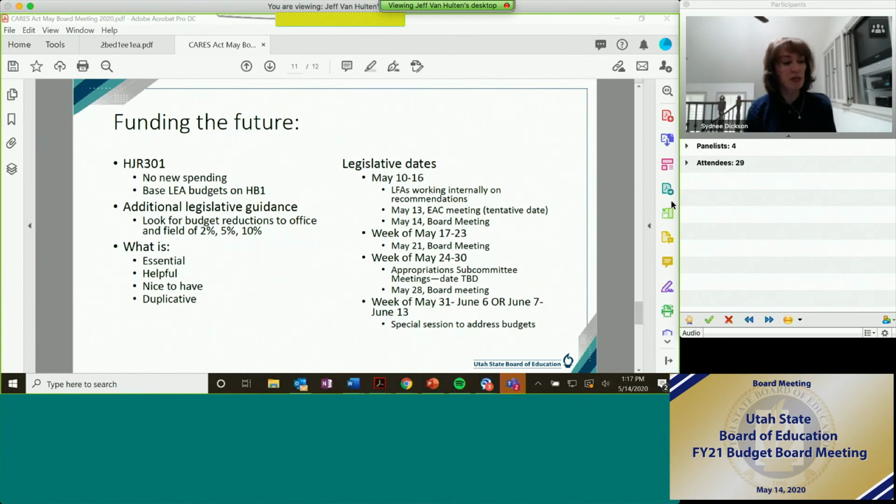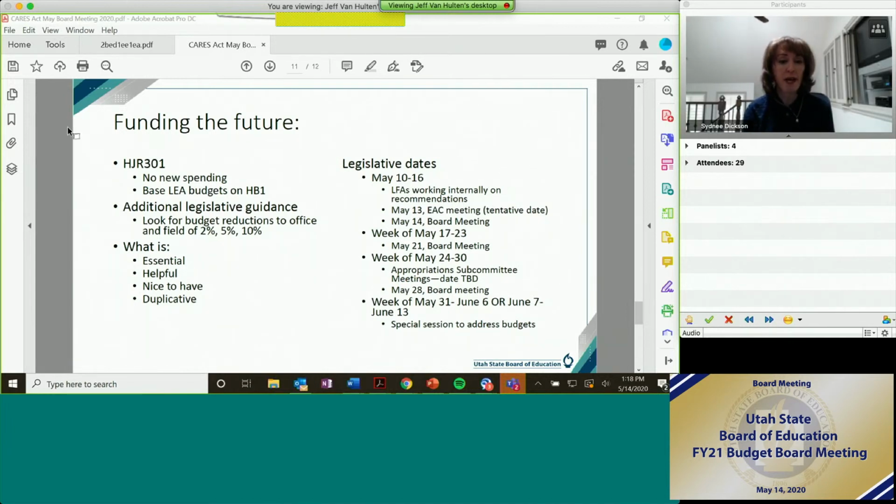But I want to start by just reviewing our timeline and our process for informing the budget proposals. We talked a little bit about it, and I shared a slide with you last month. Jeff, if you wouldn't mind bringing up slide 11, please. Okay, there it is. So I want to reference again where we're at in terms of the legislative dates.